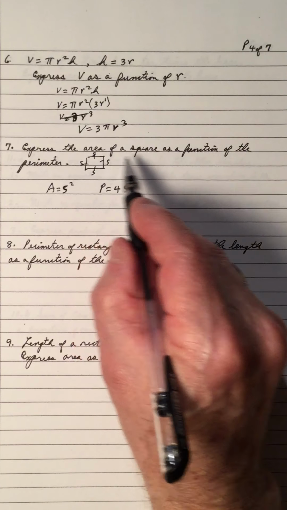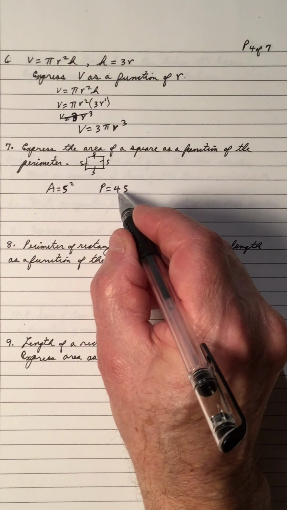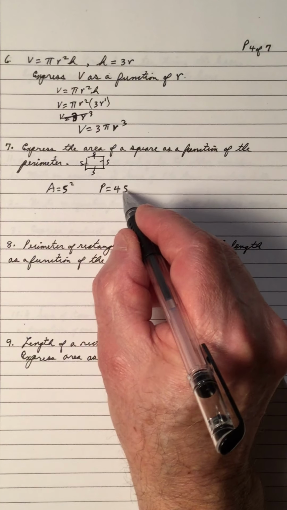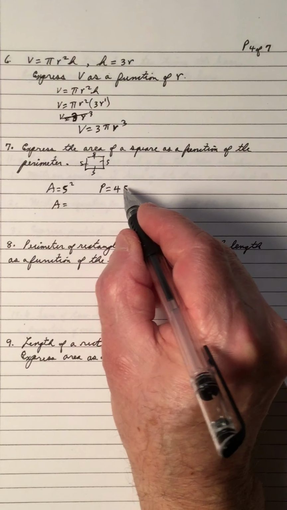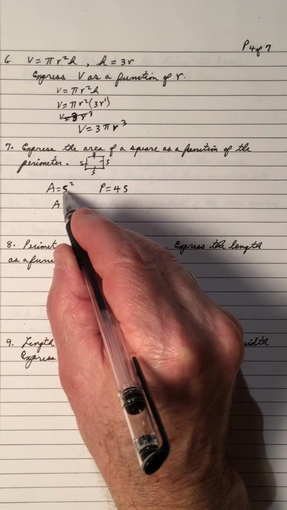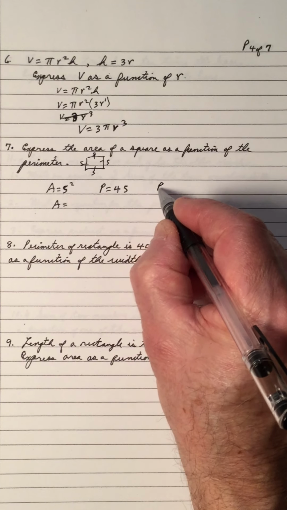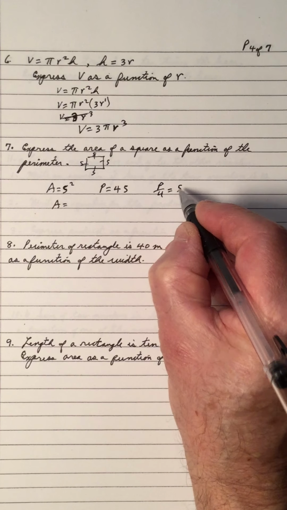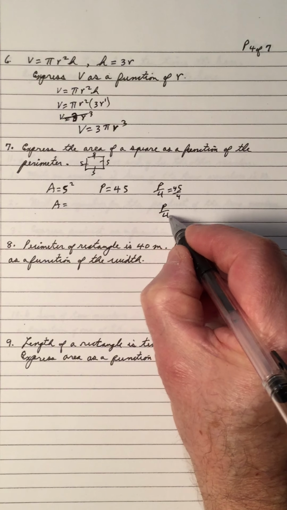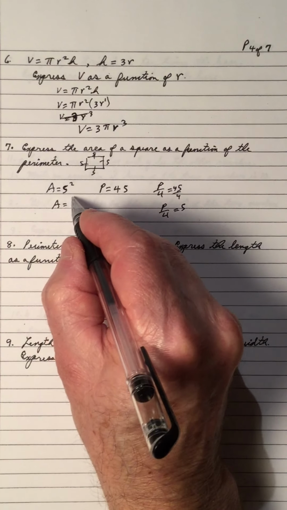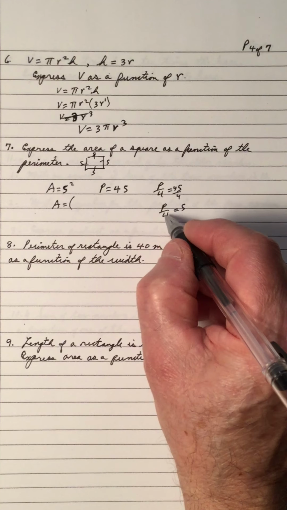But I want the area as a function of p. That means I have to replace the s in the area with the p. So p equals 4s. So p divided by 4 is equal to s. So p over 4 equals s. Therefore, I need s replaced. So s is equal to p over 4.